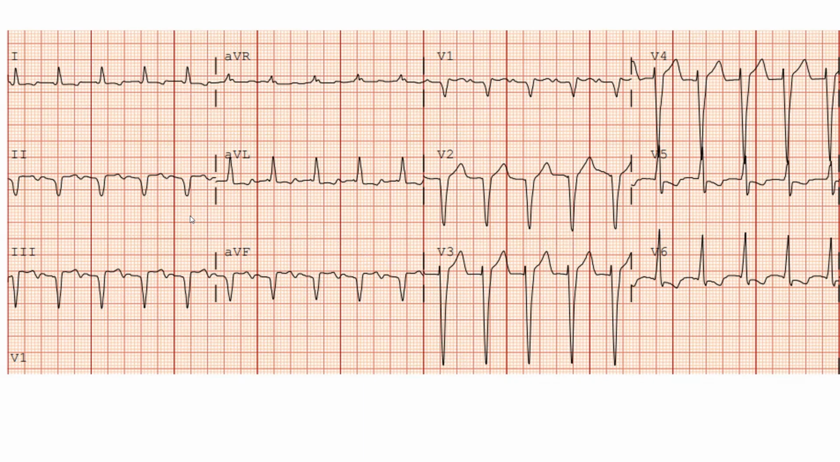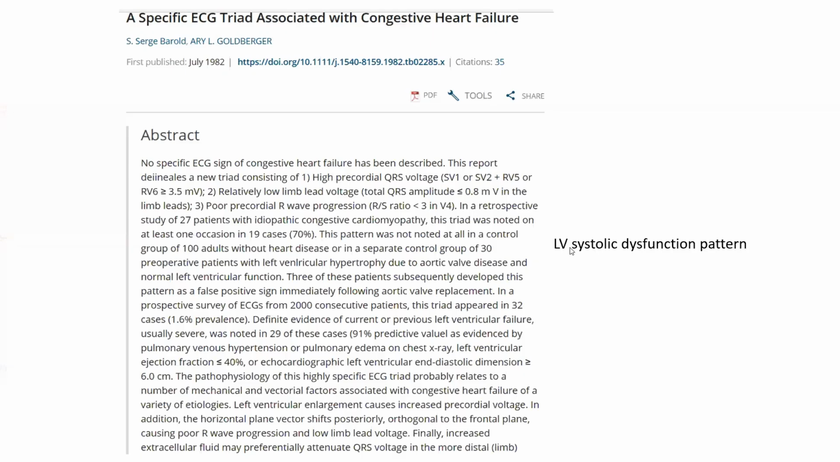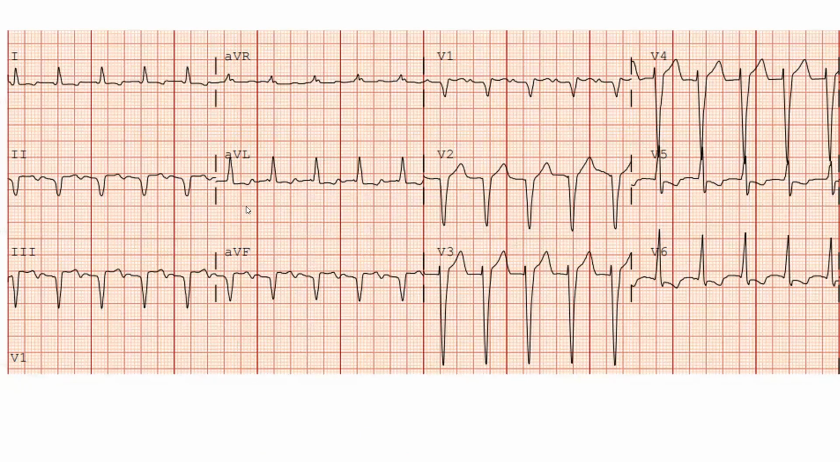Now, here you can tell it's not just a cardiomyopathy pattern. You also have inferior Q waves and maybe septal Q waves. So this EKG is suggestive of not just any cardiomyopathy pattern. It's ischemic cardiomyopathy. It is the LV systolic dysfunction pattern or cardiomyopathy pattern with ischemic features. So this patient likely has ischemic cardiomyopathy.